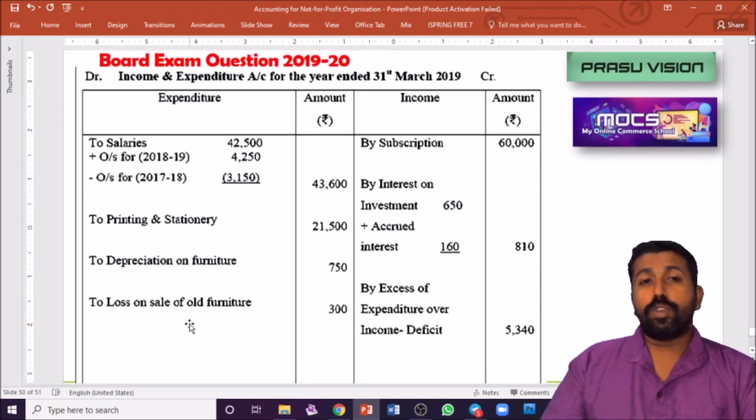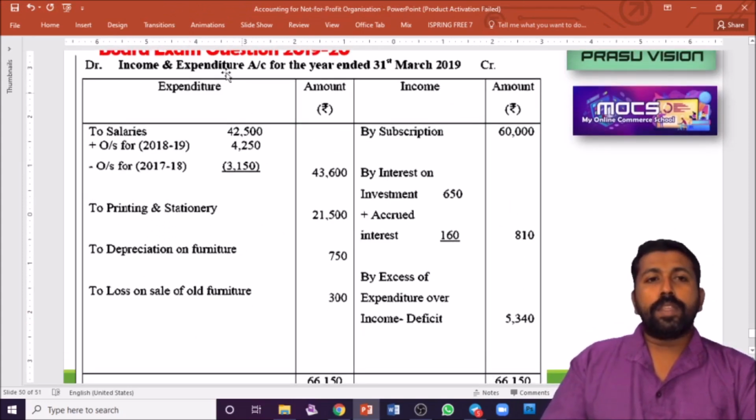So my dear students, please look at the solution. A small problem. Salary: we have taken the paid amount plus outstanding at the end of the year less outstanding at the beginning of the year. Printing and stationery we have noted. Depreciation amount on furniture we have calculated. And loss on sale of old furniture 300 is also noted. Subscription amount, please remember what we have to receive during the year. Interest on investment also we have to calculate separately for the different types of investment.